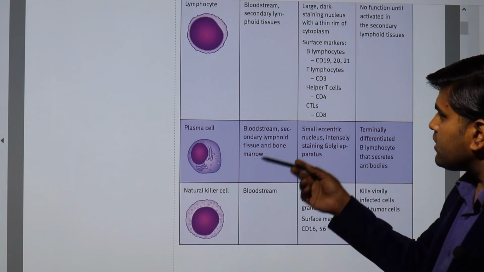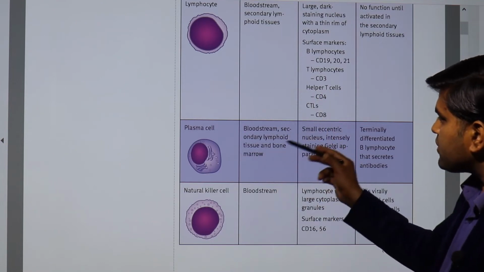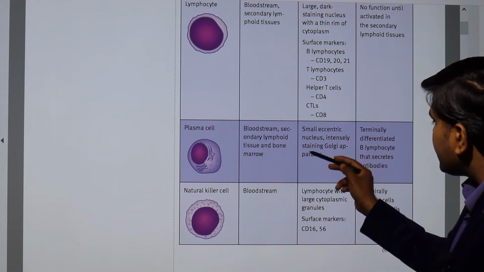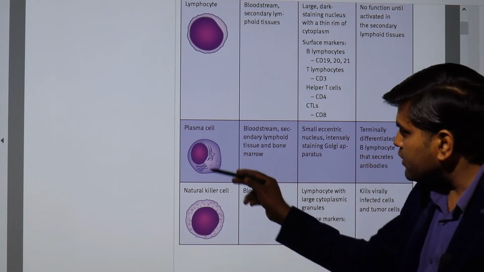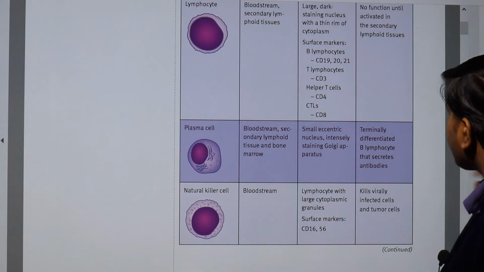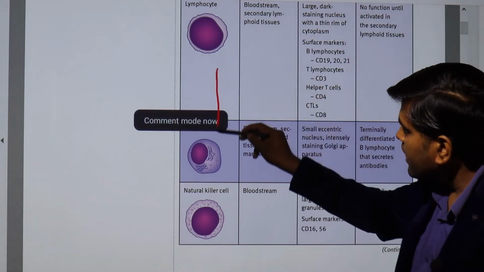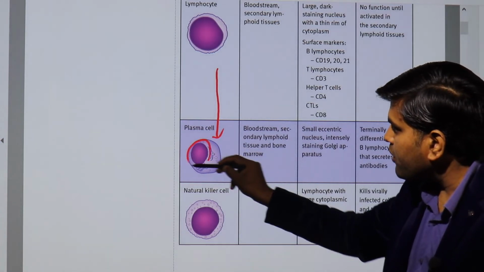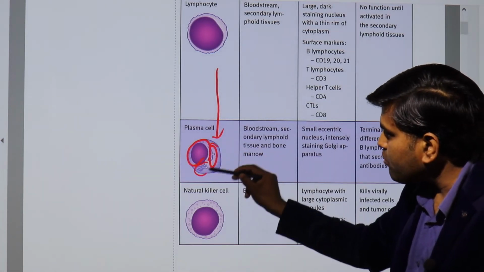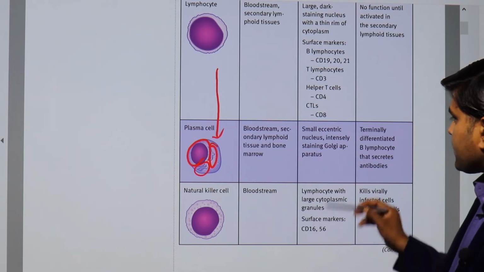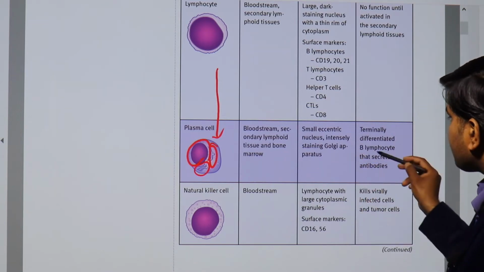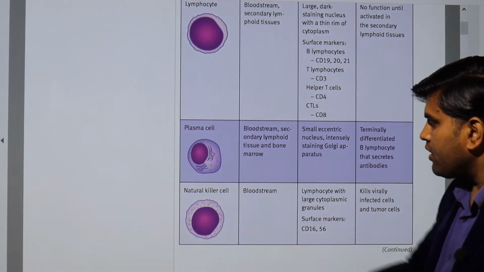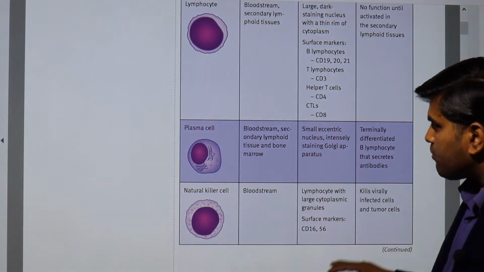Then coming to the plasma cell, this is the activated form of the B cell, found in the blood stream, secondary lymphoid tissue and bone marrow, with a small eccentric nucleus and intensely staining Golgi apparatus. You can see the same cell has converted into this. After activation, the nucleus has shrunk down into the periphery, and there is the Golgi apparatus over there. So this is your plasma cell, the terminally differentiated B lymphocyte that secretes the antibody. So you can identify the plasma cell as well.